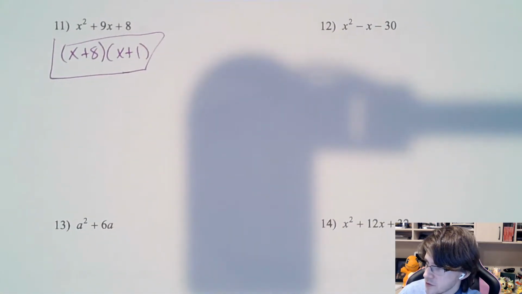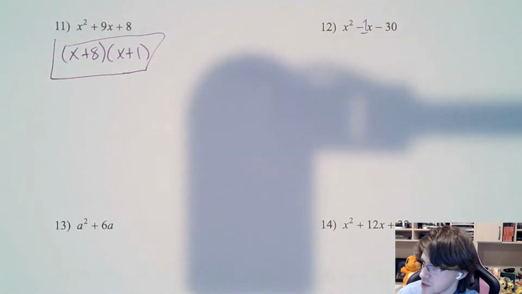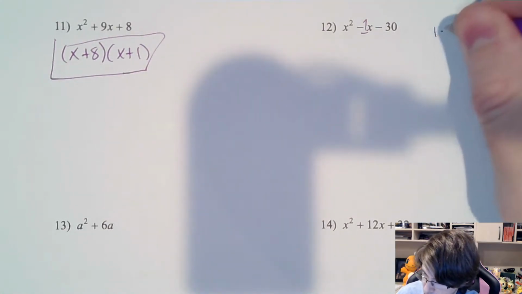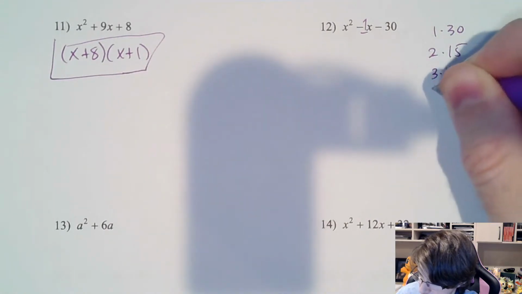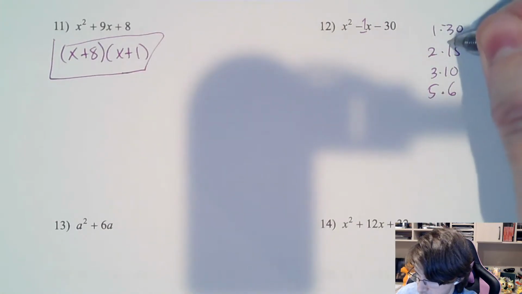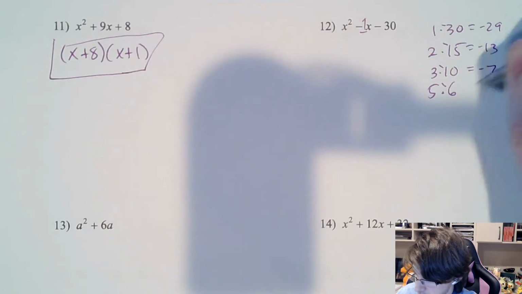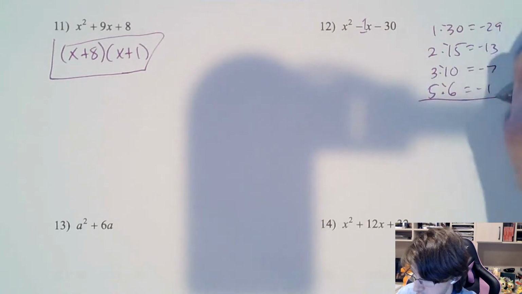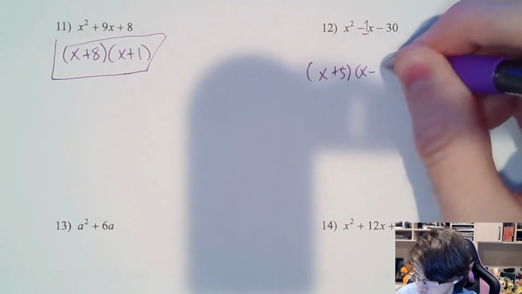This one, unfortunately, not the most obvious. You might have to remember there's a 1 in front, so you're trying to add up to -1. So 1 times 30, 2 times 15, 3 times 10, 4 doesn't work, 5 times 6. Negative and a negative means the bigger number gets the negative sign this time. Adds to -29, -13, -7, -1. There's our match. X plus 5 times x minus 6.